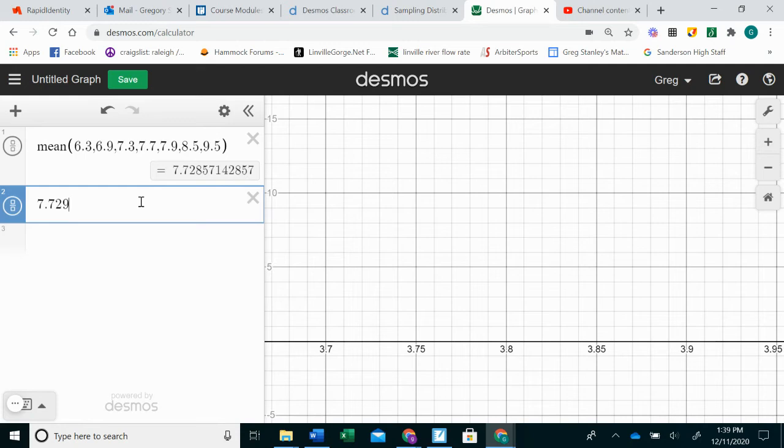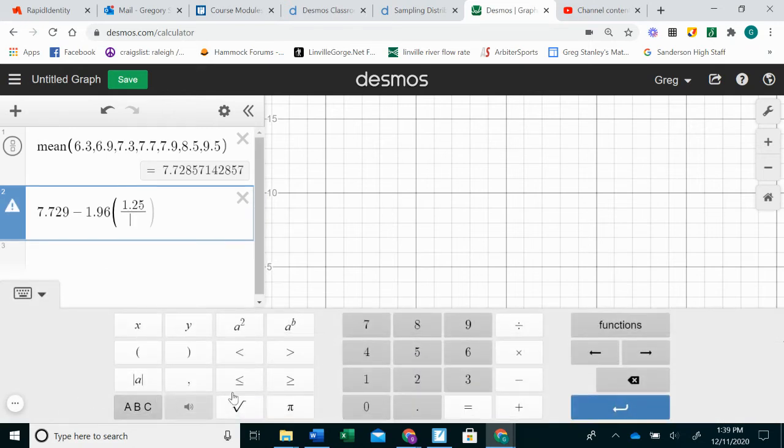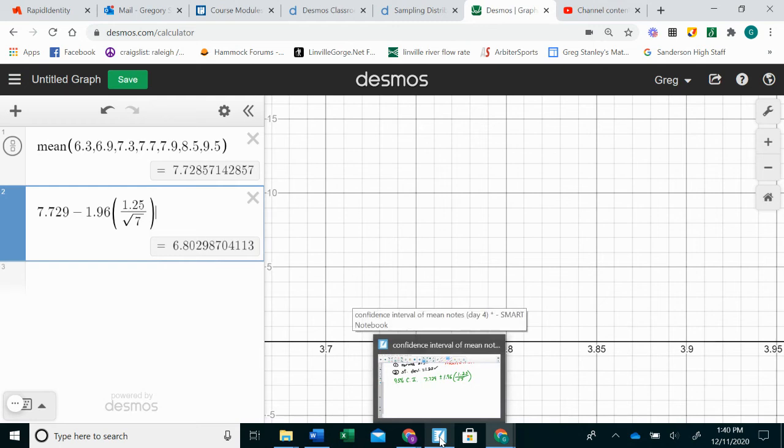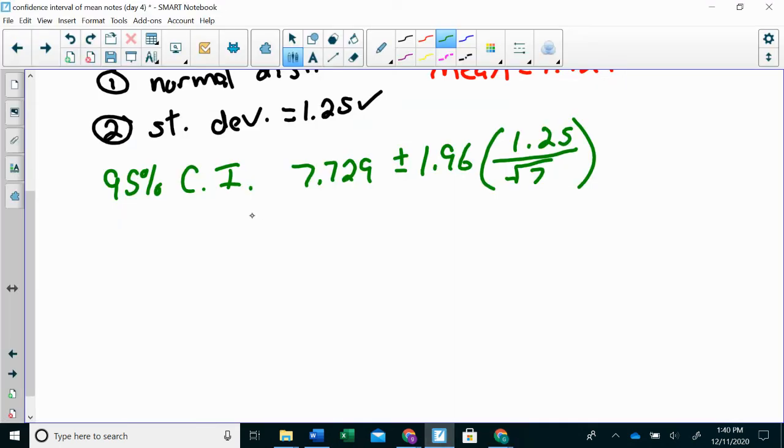7.729, I'm going to do the minus first. I like to do the lower limit first. Minus 1.96, parentheses, and then our standard deviation 1.25 divided by the square root of the sample size 7. Then close that parentheses out, and we see the lower limit number to be about 6.803. Again, continue to use 3 decimals on this one.